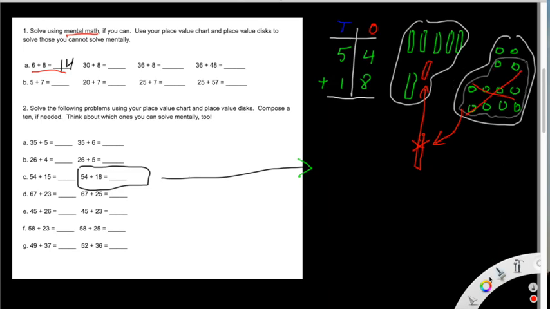So now how many ones do we have left? 1, 2. So 2 ones. Let's see how many tens do we have. 1 ten, 2 tens, 3 tens, 4 tens, 5 tens, 6 tens, 7 tens. So we have 7 tens. So we know 54 plus 18 equals 72. Okay.